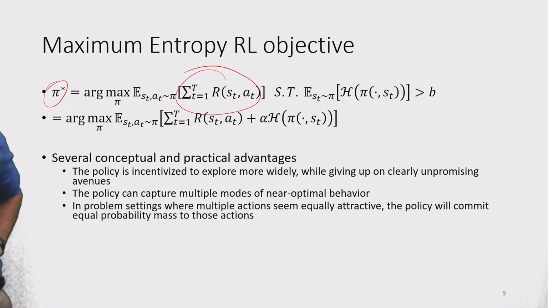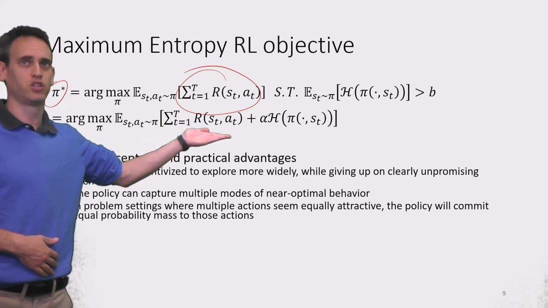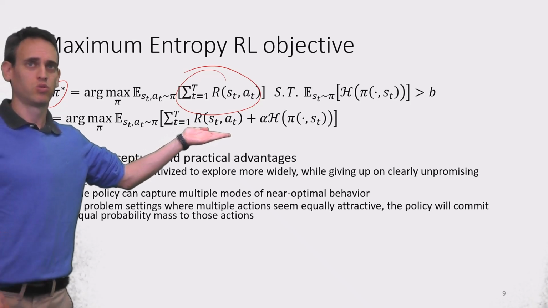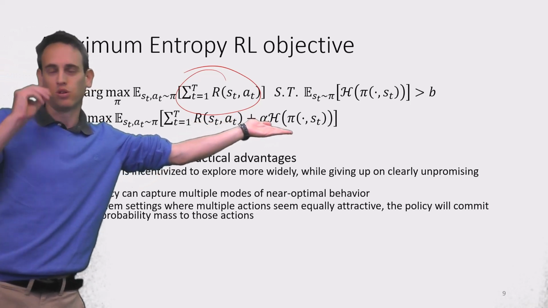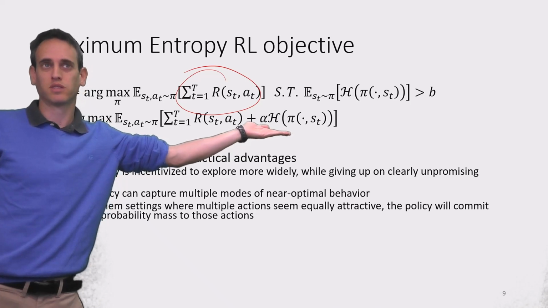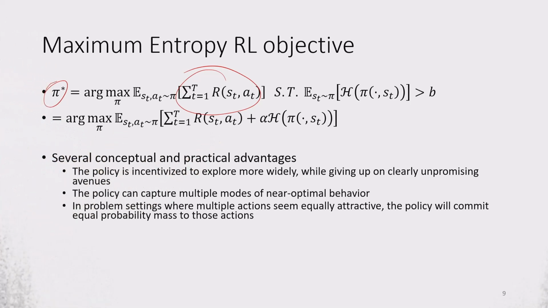Why is it useful to do this? So it has several conceptual and practical advantages. The policy in this case is incentivized to explore more widely, that is, a high entropy policy, while giving up on clearly unpromising avenues. Why? Because we're optimizing some combination of the rewards, so we would like it to go towards favorable outcomes, but also increase its randomness, random actuations, random control.